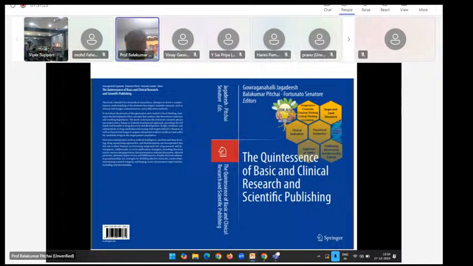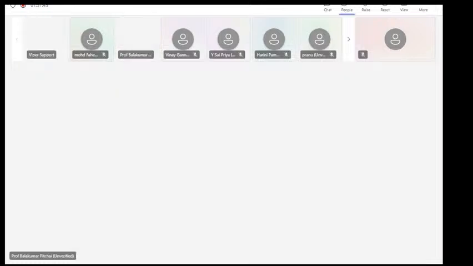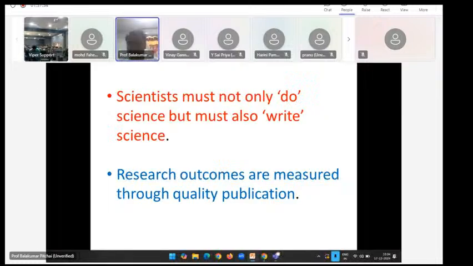Most of the content that I'm going to present is coming from the book we mentioned yesterday, The Quintessence of Basic and Clinical Research and Scientific Publishing. As I said yesterday, scientists must not only do science, but must also write science. So we need to develop our skills in writing a paper for its successful publication in Web of Science, Science Citation Index Expanded, Q1 top tier journals. Such skills we need to develop, that is very much inevitable.